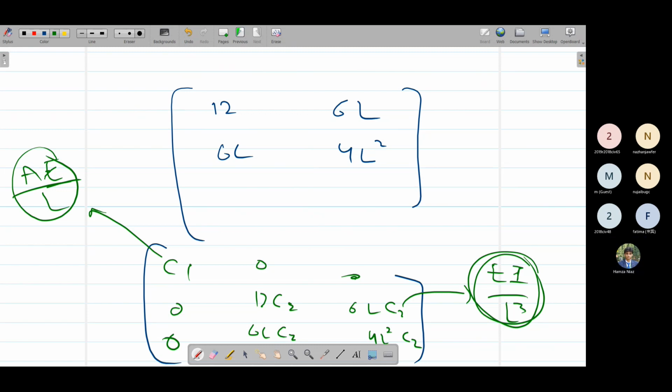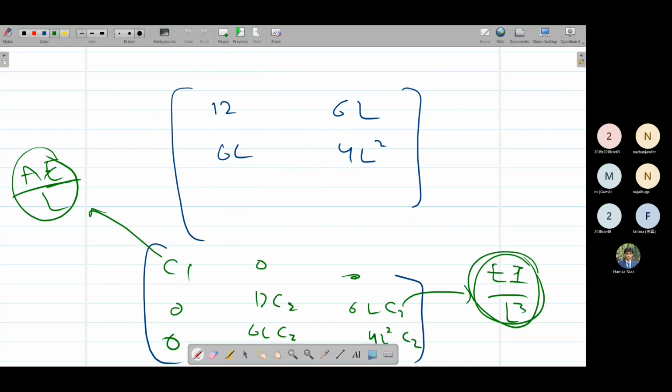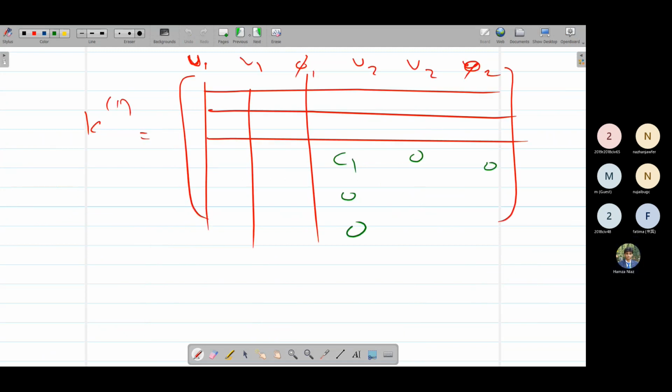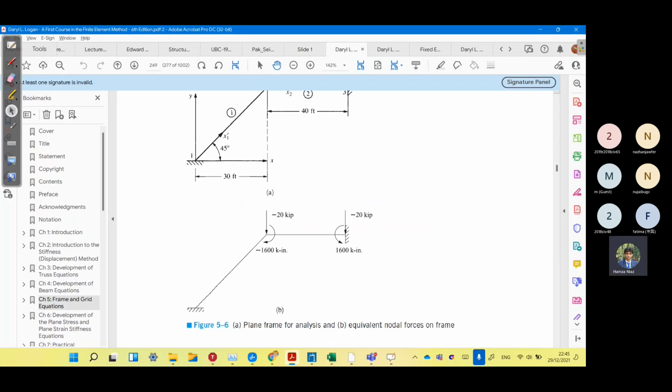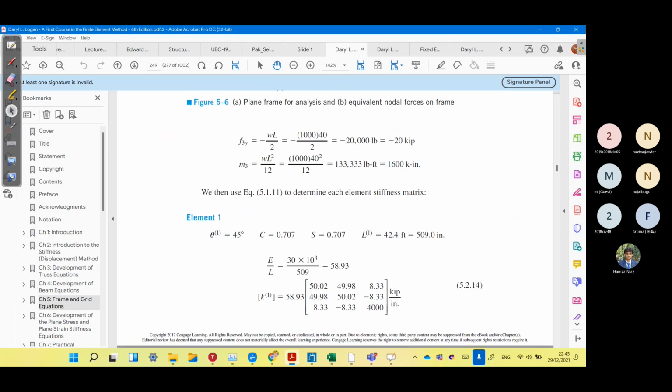C1 0 0. So here we have C1, 0 0 0 0, and 12 C2, 6L C2, 6L C2, and 4L square C2. So just by this we can write the elemental stiffness matrix of element 1. So they have calculated E over L.